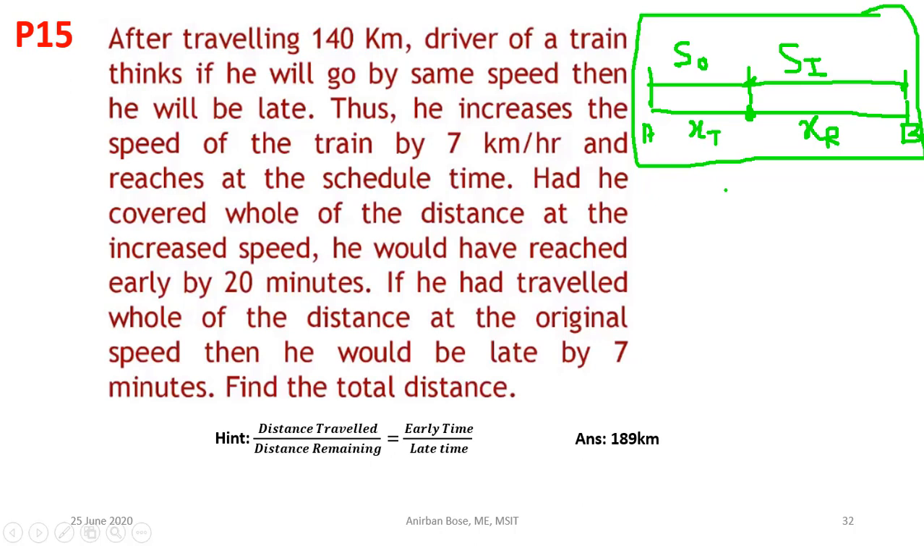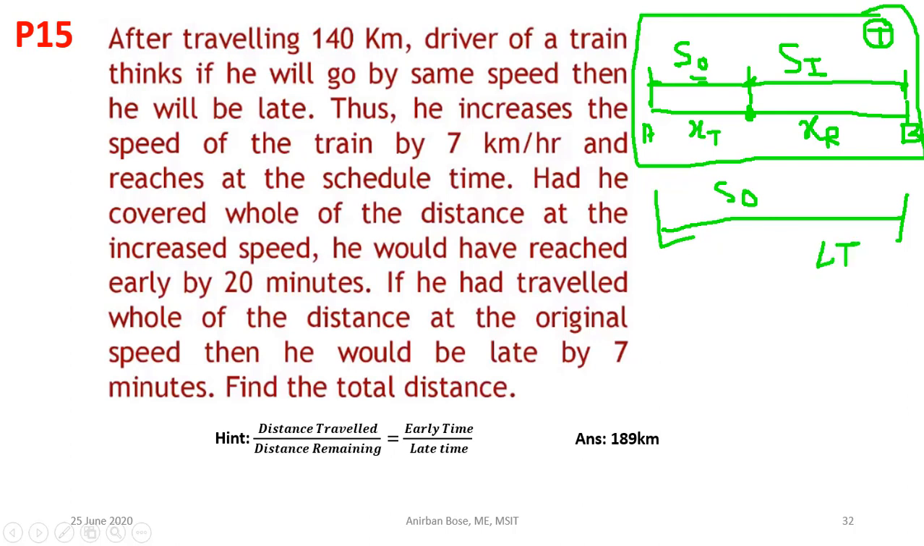Okay, now the question is, this particular time has been compared. This particular time is the time required for the train from A to B with this speed consideration: the first period with original speed and the next part with increased speed. Now if he travelled the whole distance from A to B with the original speed, then we know that he will be late, and that late time is given.